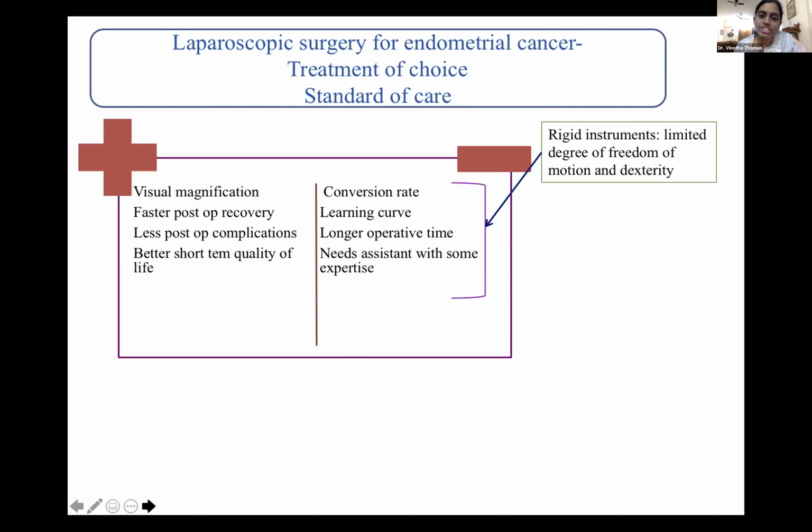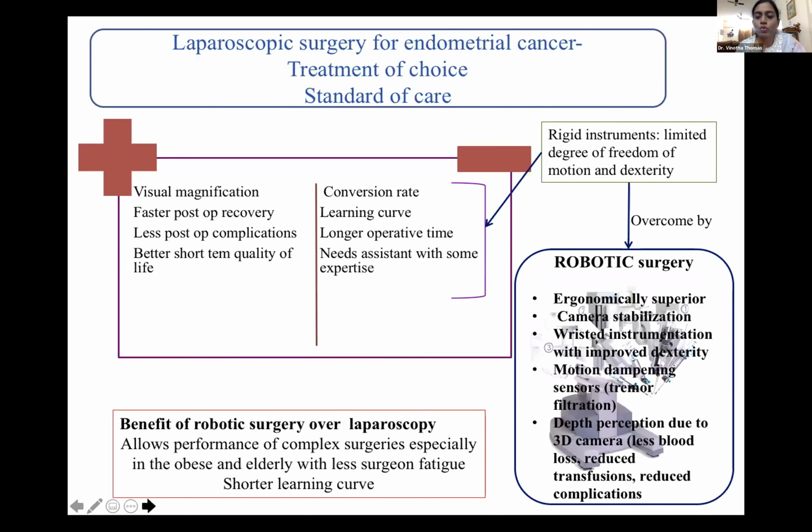Often, conversion rate, learning curve, and longer operative time may be because of rigid instruments, limited degrees of freedom of motion and dexterity. This can be overcome by robotic surgery, which has an ergonomically superior surgeon's console and camera stabilization. We don't need an assistant to help with the camera. And with the wristed instrumentation that comes with robotic surgery, there's improved dexterity, motion dampening sensors, and depth perception due to the 3D camera.